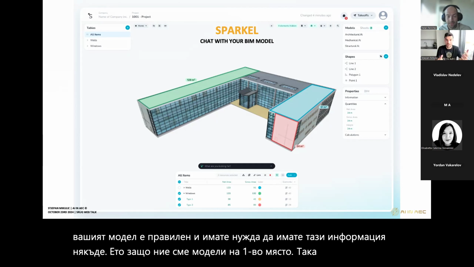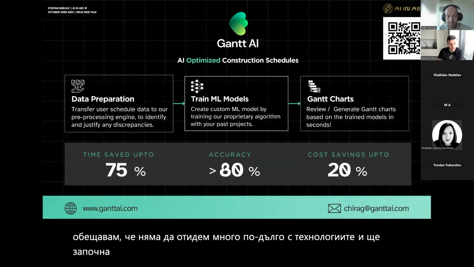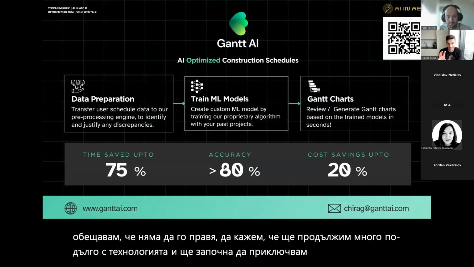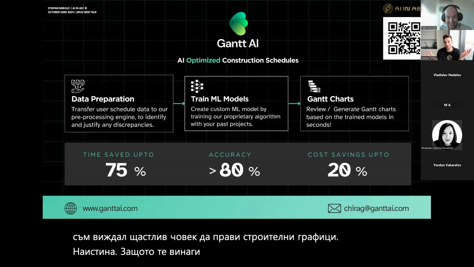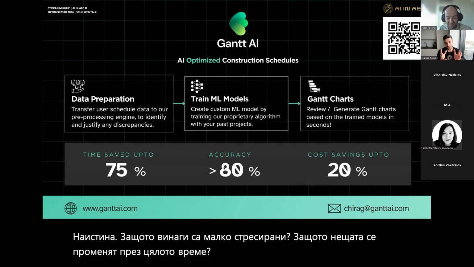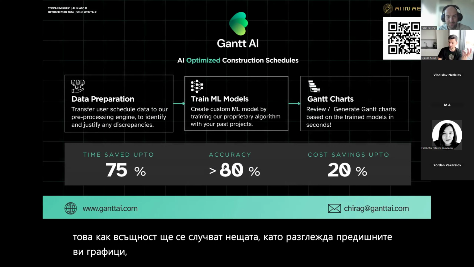Another tool, and I promise I'm not gonna go a lot longer with technology. I'm gonna start wrapping up in around 10 minutes. So Gantt AI, for those who do construction schedules. I've never seen a happy person do construction schedules, really, because they're always stressed, and because things change all the time. You make a construction schedule on day one, and on day two, it's already completely different. So Gantt AI is actually helping you have higher accuracy of how things are going to happen by looking into your past schedules, and helping you create new ones based on that.